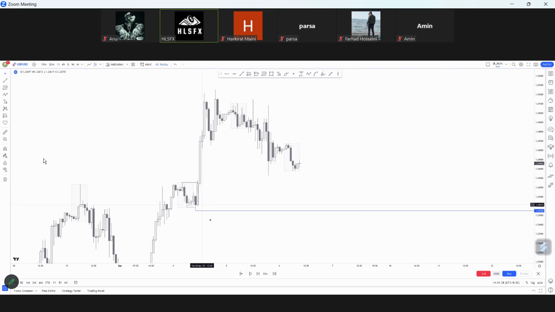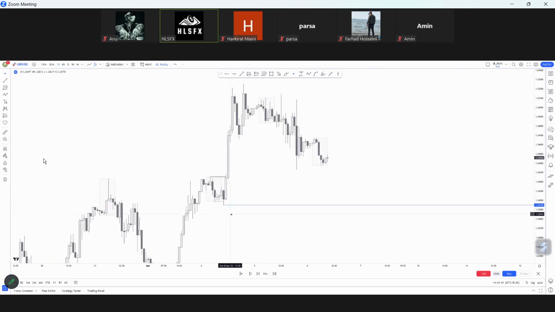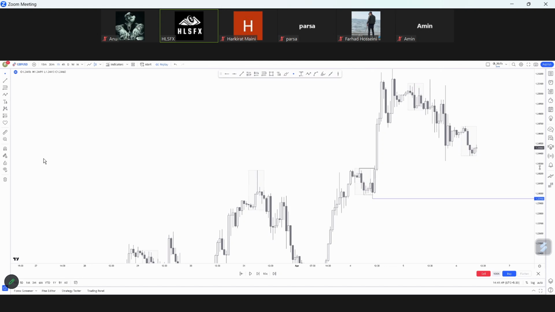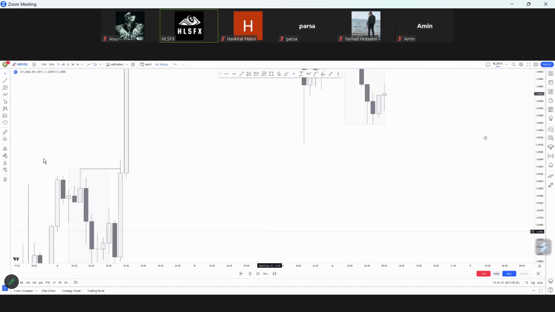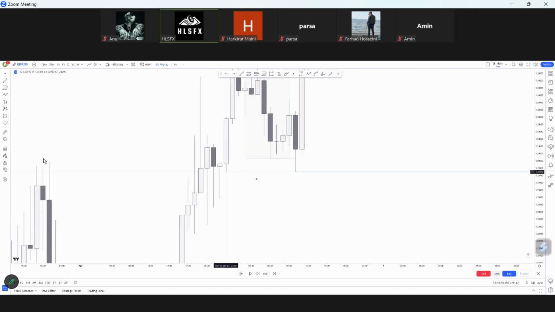Now I know this is a trap. So what am I supposed to do? I need to choose my point of interest closest to the trap. Closest to the trap. So where is the trap? This is the trap. Now where is my point of interest? My point of interest should come very close to it. So what is closest to it? This wick.